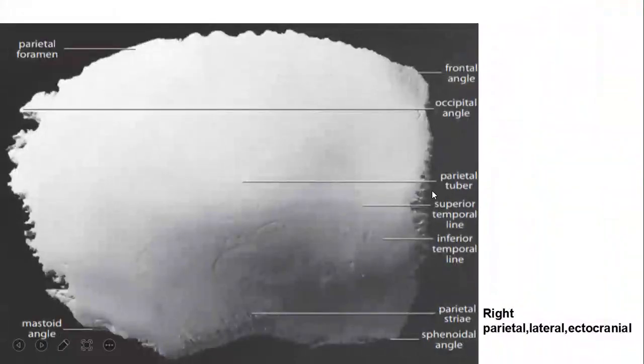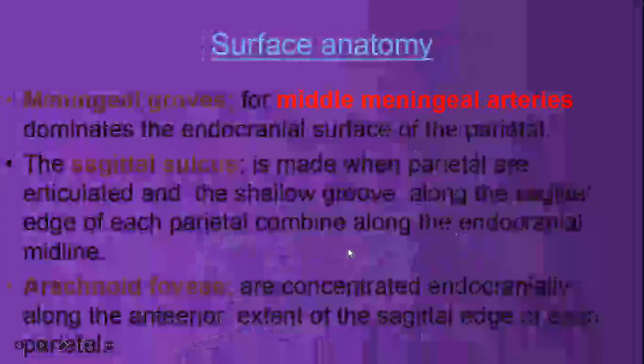So let's just review those markings. We have the parietal tuber, which we will be discussing, but we have just discussed the superior temporal line and the inferior temporal line, and the parietal striae, which are the lines right there. And those are still other angles of the parietals.